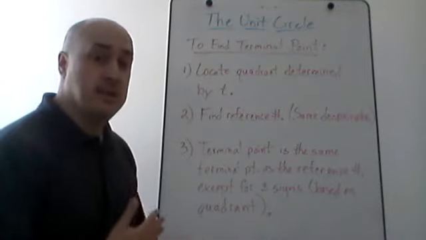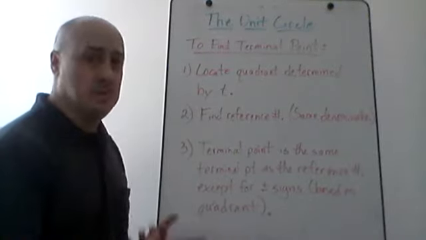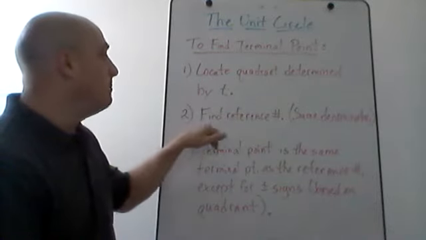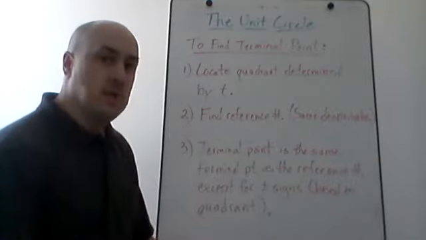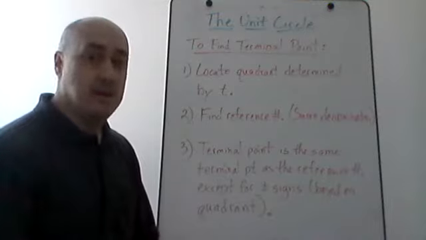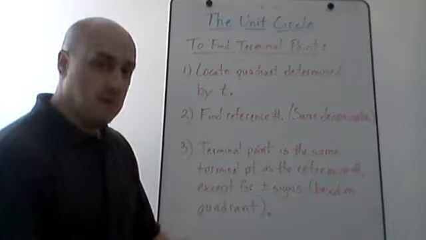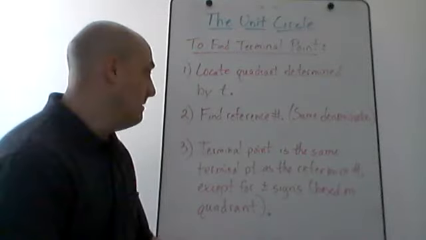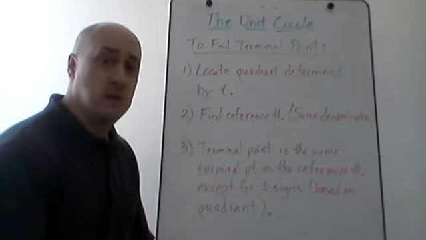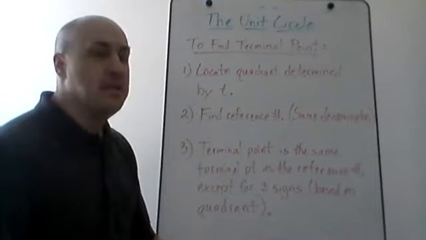In the last video about reference numbers, I talked a little bit about how to do that, and in some of the examples in this video I'll also explain how we do that. Then we find the reference number, which has the same denominator as the number we're given. So if our t value is 17 pi over 6, our reference number is just pi over 6. If our t value is negative 52 pi over 3, our reference number is just pi over 3. So the reference number is pretty easy to identify.